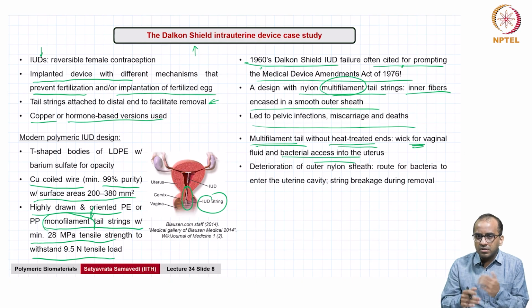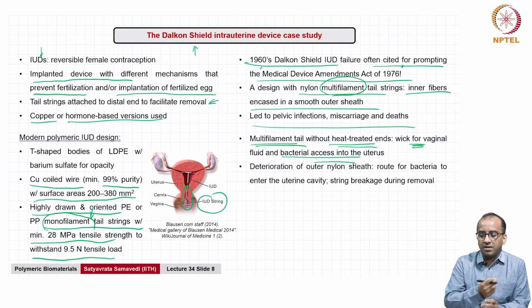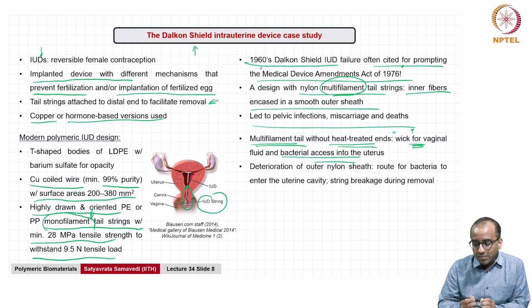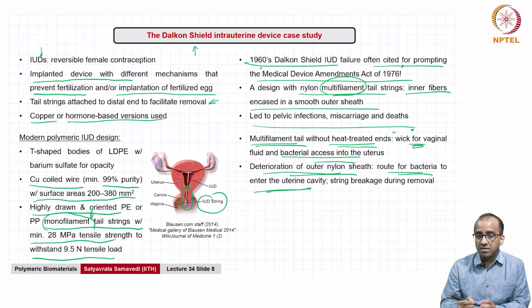be allowed, because the cervix has a self-cleaning mechanism, and that was surmounted by the bacteria being able to now go through the multifilament tail strings through wicking or capillary action, right? And also deterioration of the outer nylon sheath was another factor, which also provided a route, like I said, for the bacteria to enter the uterine cavity.